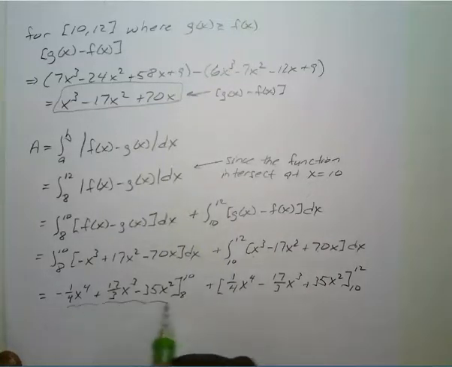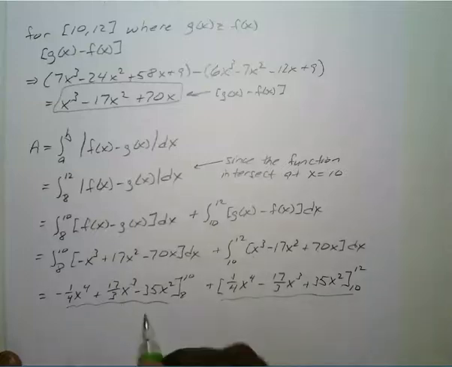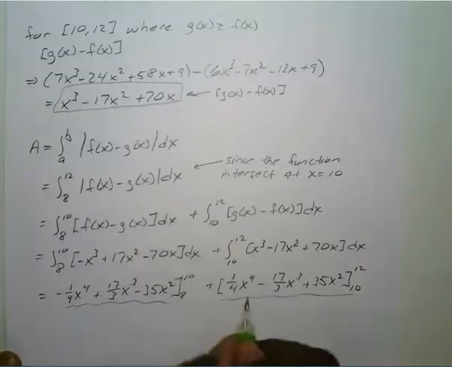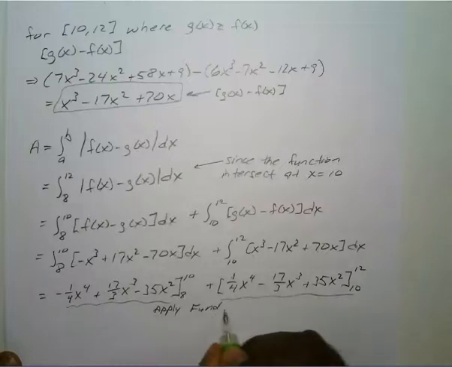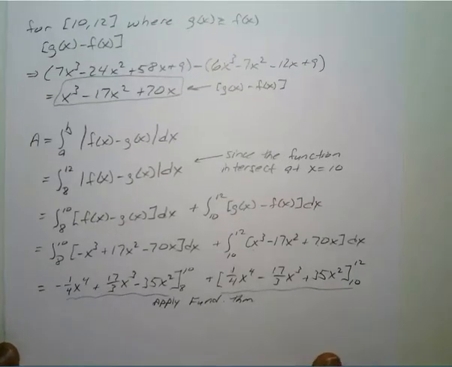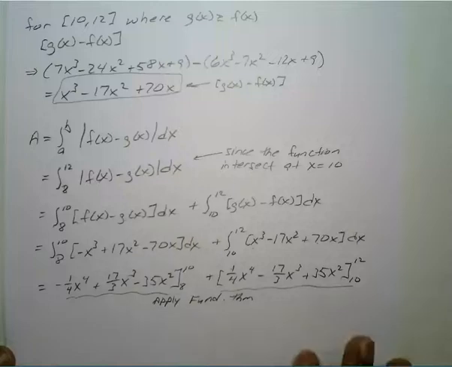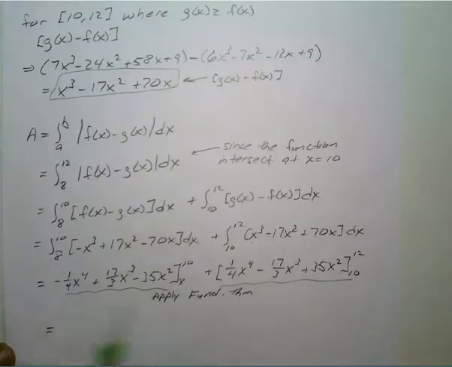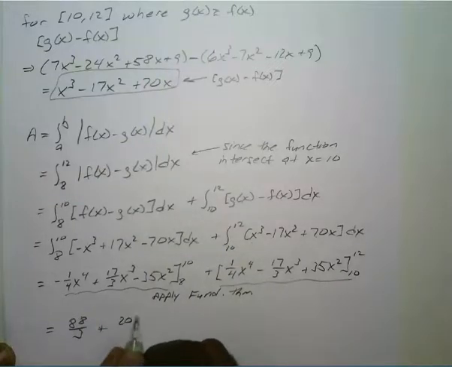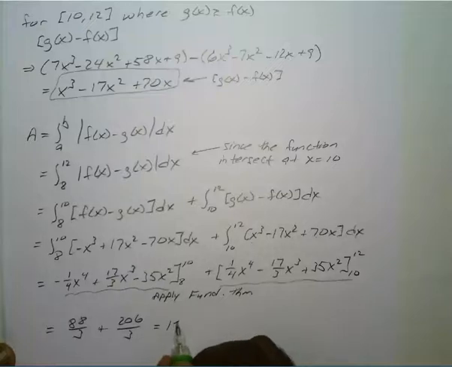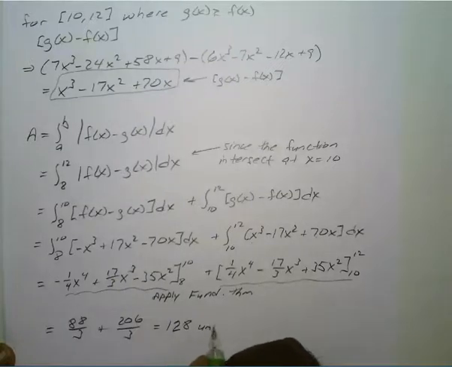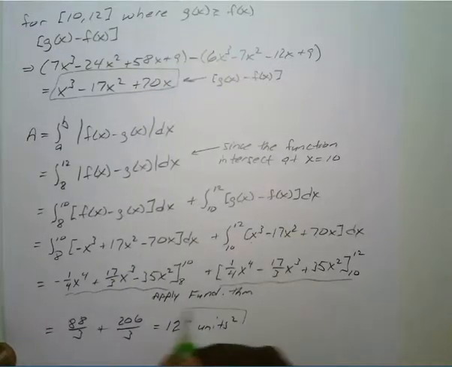Okay, so after applying the fundamental theorem to both, you actually end up, this will become 88 over 3, and this will become 206 over 3, which is 128 square units.